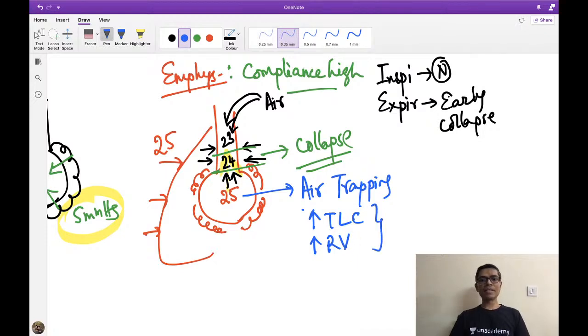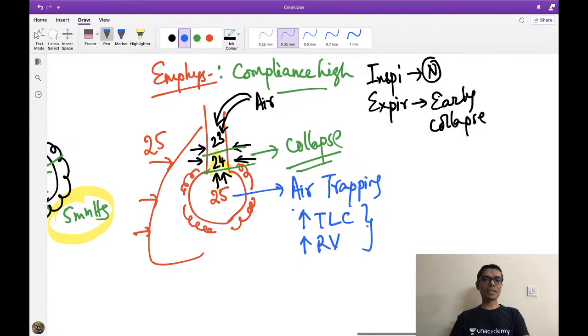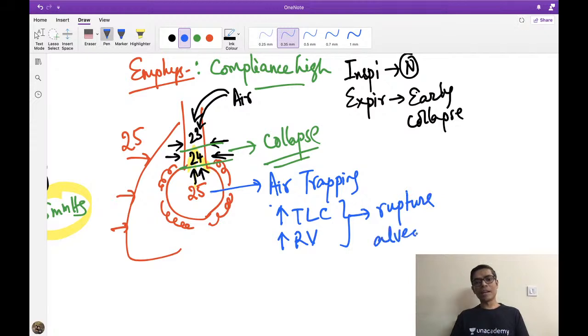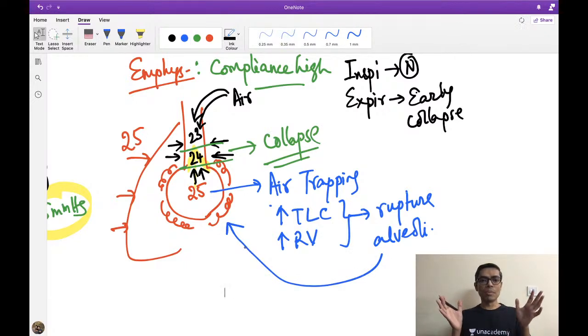Because of the increase in total lung capacity and residual volume, what will happen? The lung size will be more and more. Because of the increase in lung size, because of the expansion of alveoli, what will happen? This will again lead to rupture of alveoli, and whenever there is rupture of alveoli, again the same thing is going to happen: it will lead to a more collapsible lung. So that's why it will produce a vicious cycle.